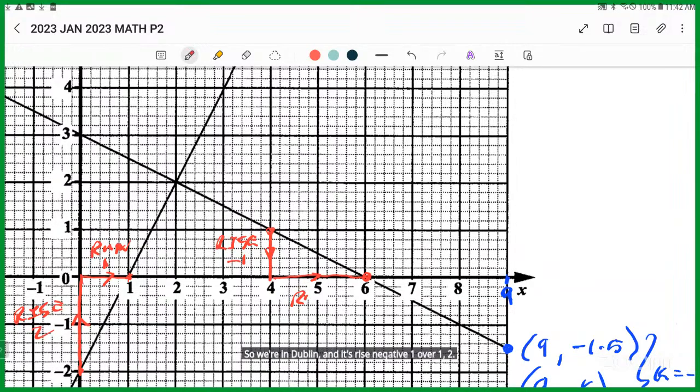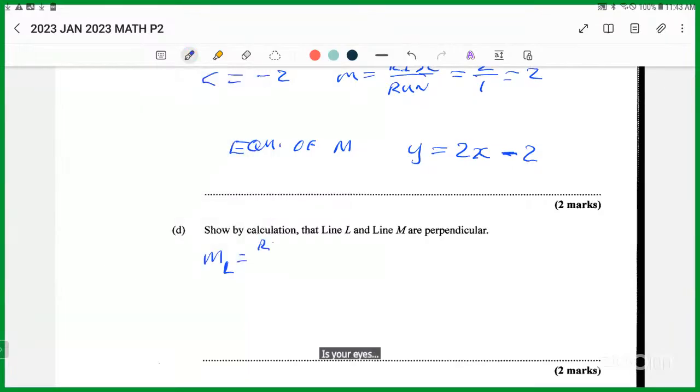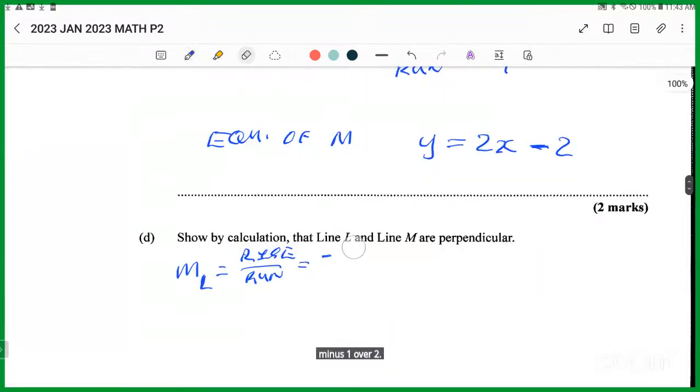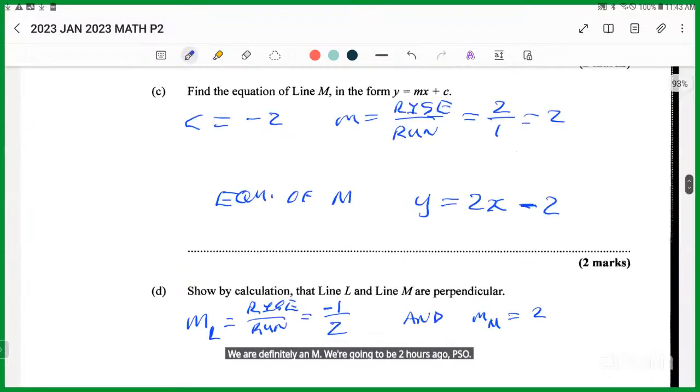So see it here. Gradient of line L, where is it? Rise over run between those 2 points is minus 2. No, it's minus 1 over 2. Rise minus 1, run 2. Minus 1 over 2. And the gradient of line M worked out to be 2 a while ago up here, so here is 2.